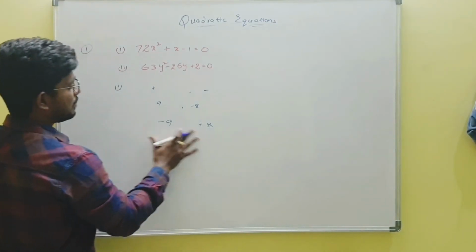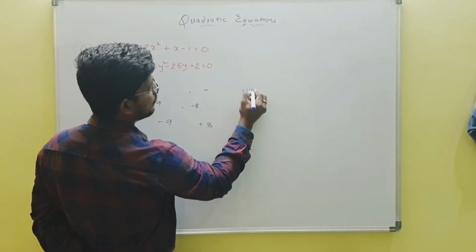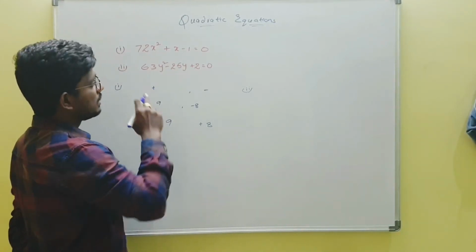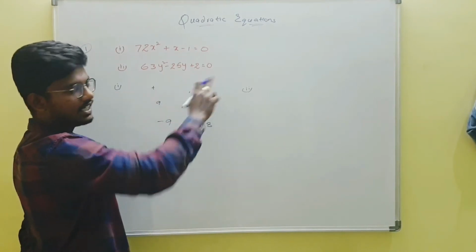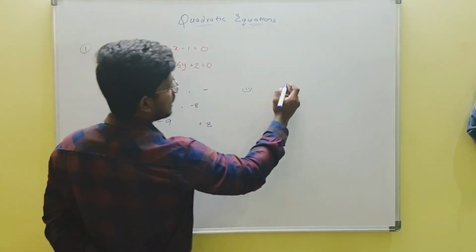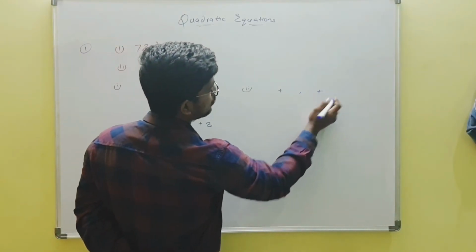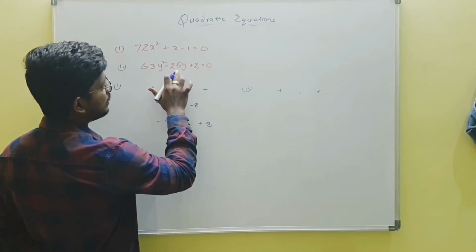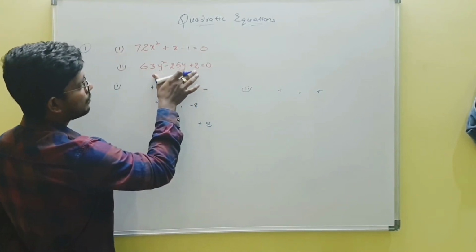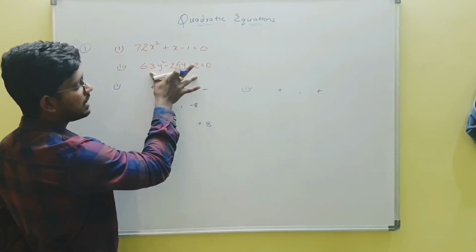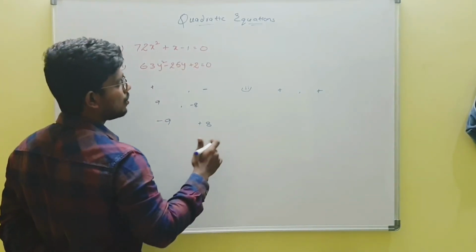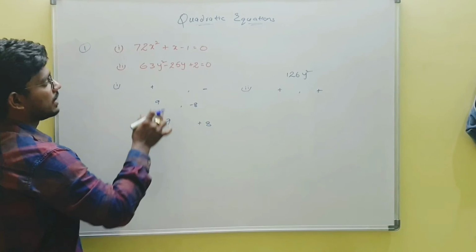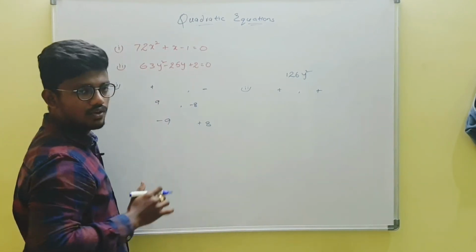Okay, keeping that aside, now I will go to the second equation. The second equation is in the form of ay square minus by plus c equals 0. In this case I get two positive roots. Now I have to divide minus 25 in the form where the product must be equal to 63 y square into 2, that is 126 y square, and the sum should be equal to 25.